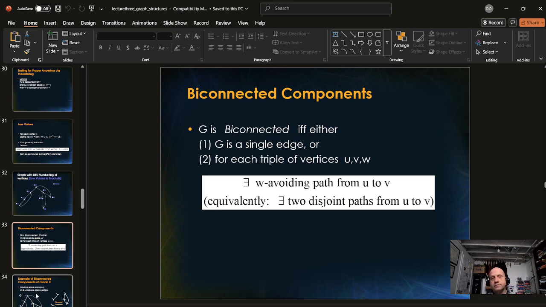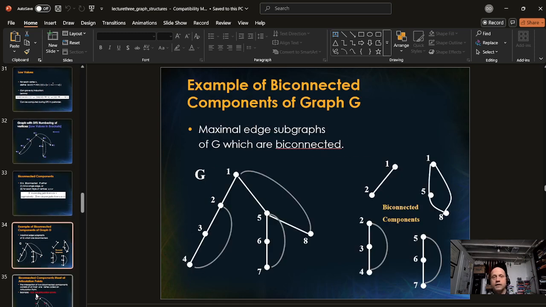Bi-connected components. Graph G is bi-connected if either G is a single edge or for each triple of vertices u, v, w, such that for every w avoiding the path from u to v, equivalently for every two disjoint paths from u to v. Here's an example of bi-connected components of graph G. Here, maximal edge subgraphs of G are bi-connected, and the bi-connected components are presented on the right-hand side.